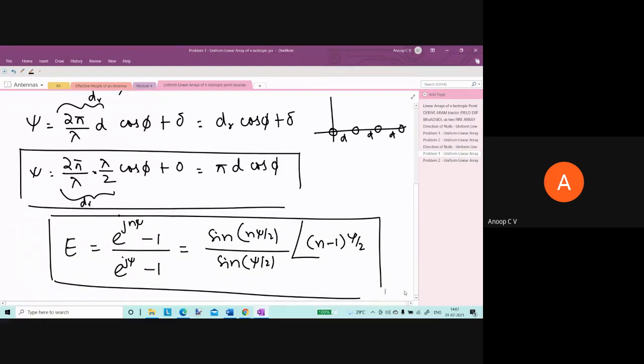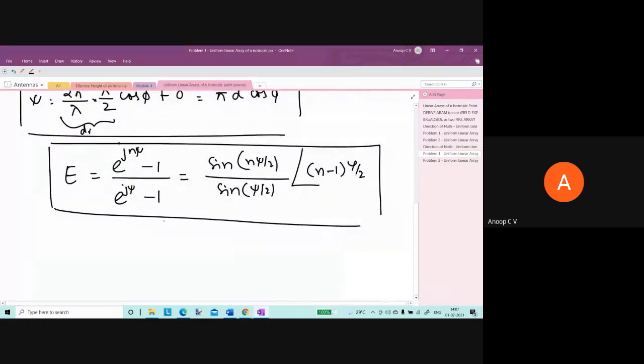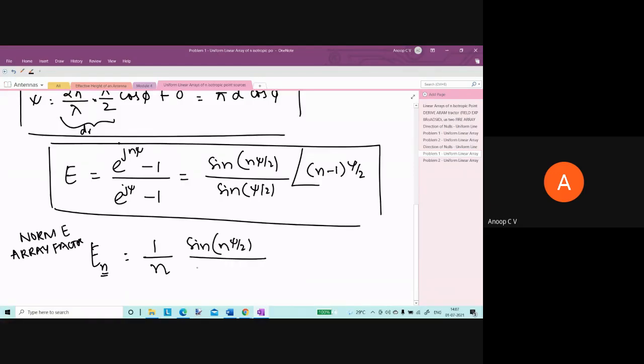And when we normalized it, the normalized field expression was En. Please don't confuse this n with the number of elements. So En is 1 by n, the normalized field expression or array factor. You have seen this: 1 by n times sine of nψ/2 divided by sine of ψ/2.